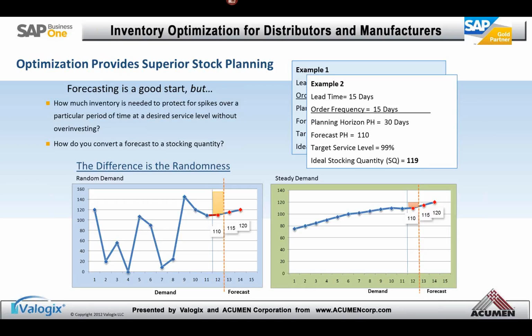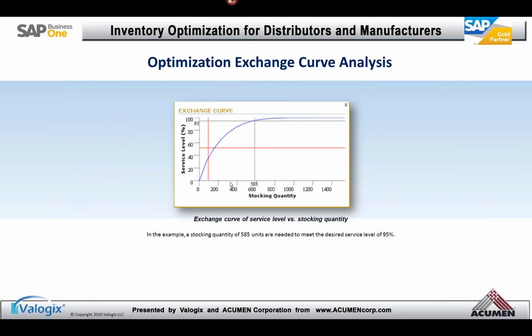And the difference here is you can achieve that same high service level of 99% with much less safety stock for this item. So this is what we mean when we're talking about optimization. And the tool is actually recalculating this stocking quantity for every item at every location every day automatically. So it's always staying in sync with the changing business requirements.